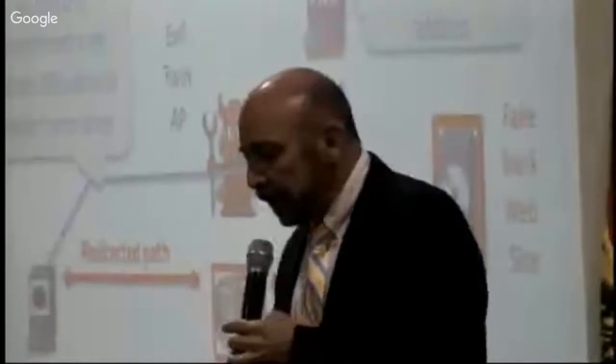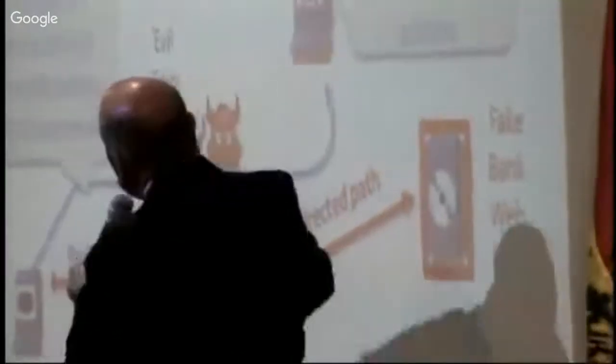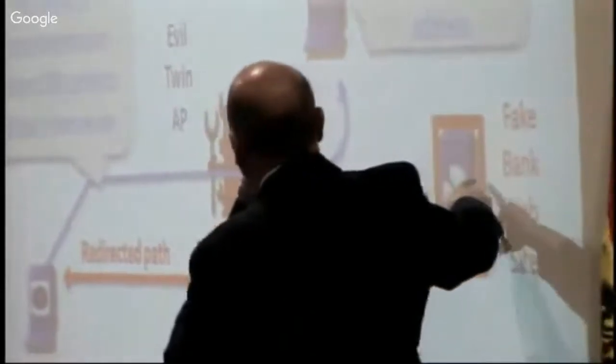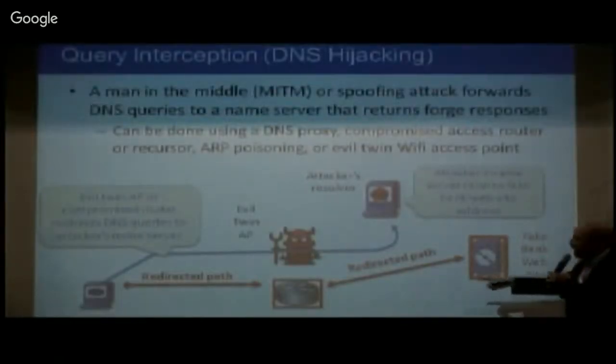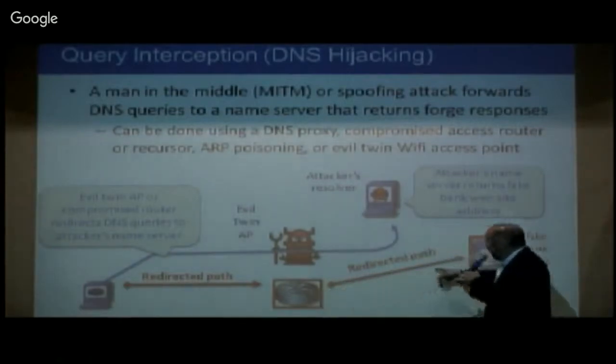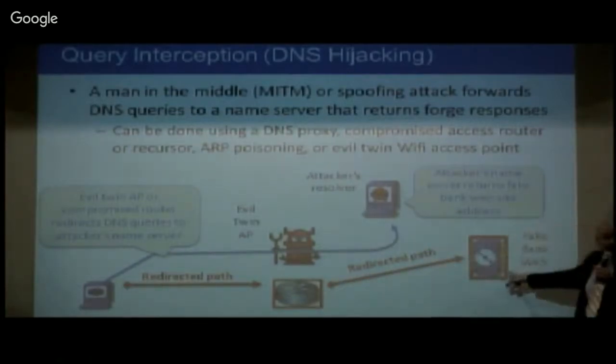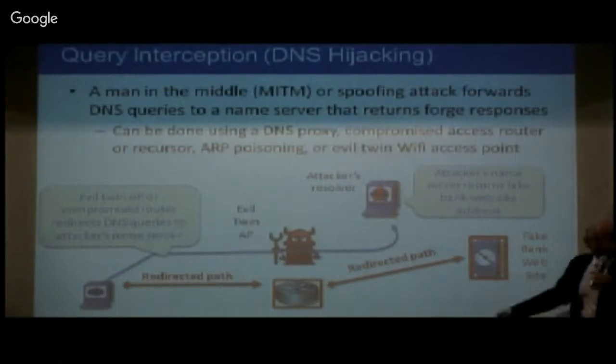And so once you're in the middle, you go up through the access point, and the attacker's resolver now sends back a fake website address in the DNS response for the bank, and now my PC thinks it's getting the right address to get to my bank, but instead it's taking a redirected path over to a fake bank website. Okay.